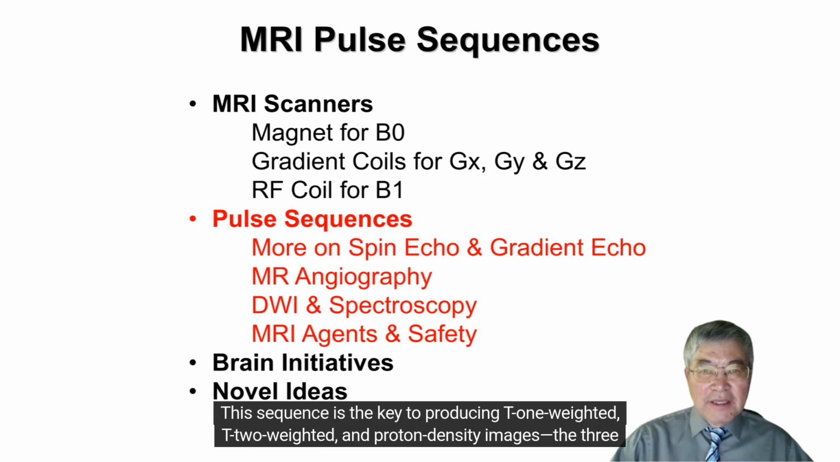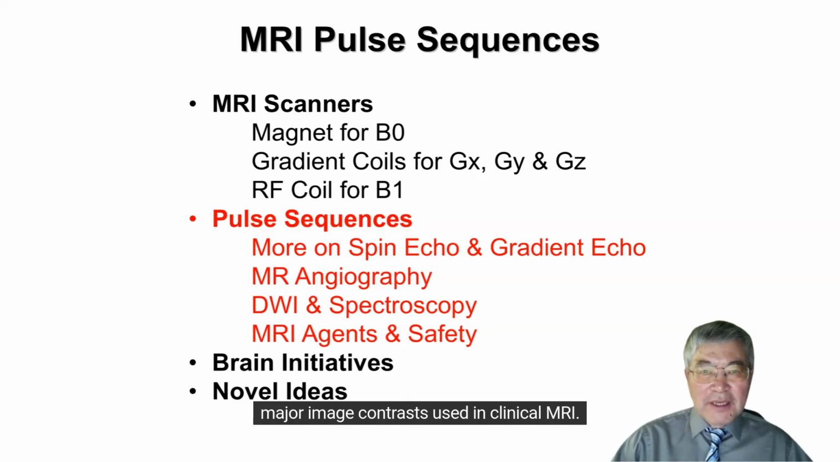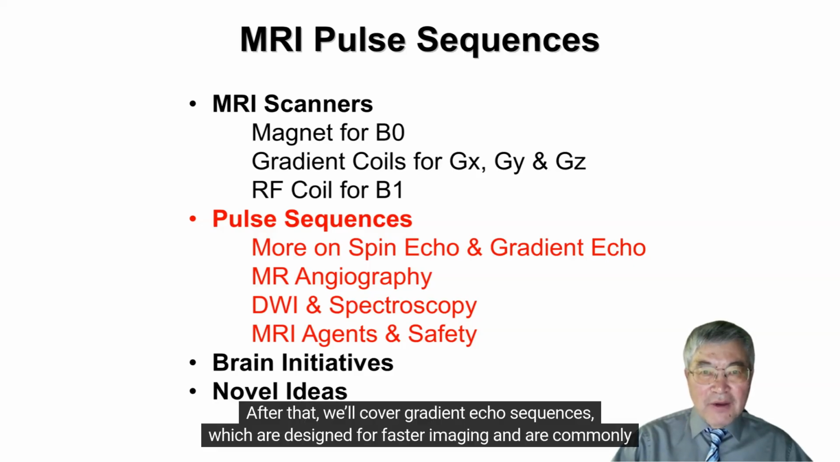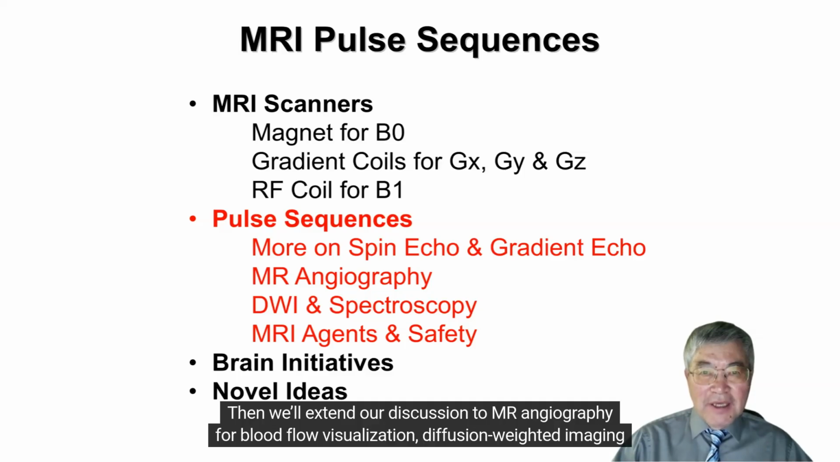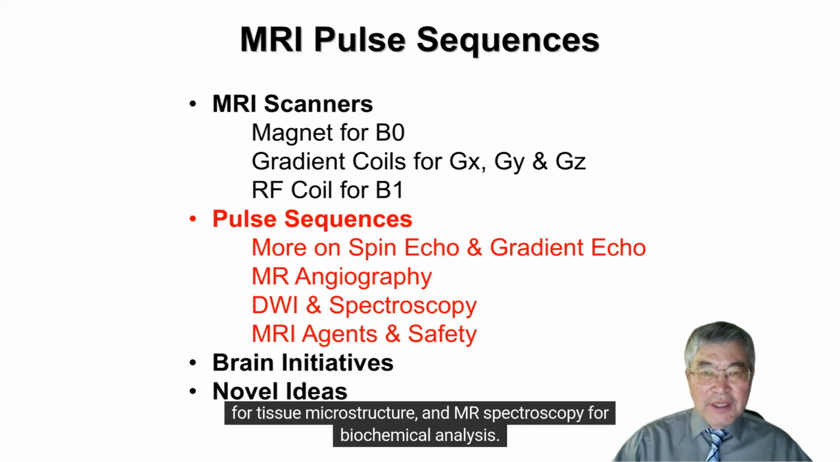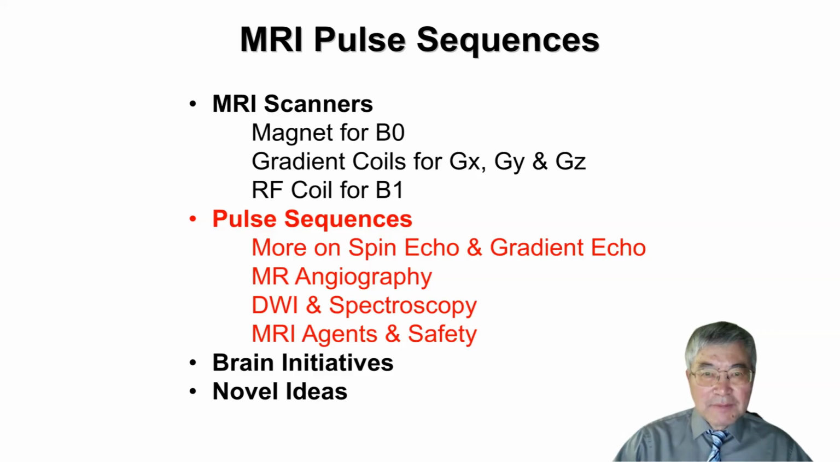This sequence is the key to producing T1-weighted, T2-weighted, and proton density images, the three major image contrasts used in clinical MRI. After that, we'll cover gradient echo sequences, which are designed for faster imaging and are commonly used in dynamic studies. Then we'll extend our discussion to MR angiography for blood flow visualization, diffusion-weighted imaging for tissue microstructure, and MR spectroscopy for biochemical analysis.